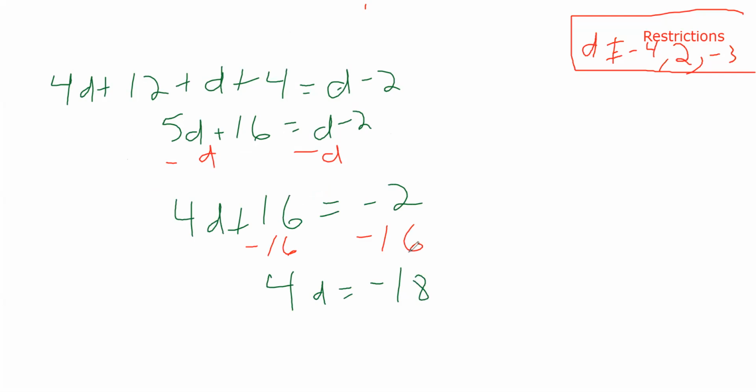4D equals negative 18. Now we've got to divide both sides by 4. Finally, we're almost done. We're going to be left with negative 18 over 4 as our answer, which reduces to negative 9 halves.